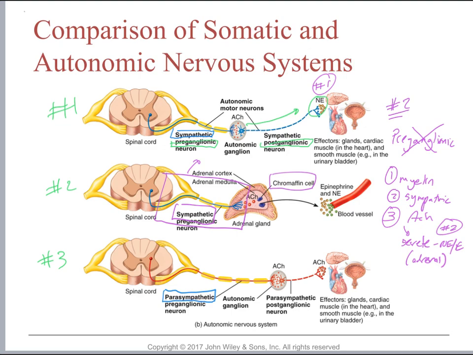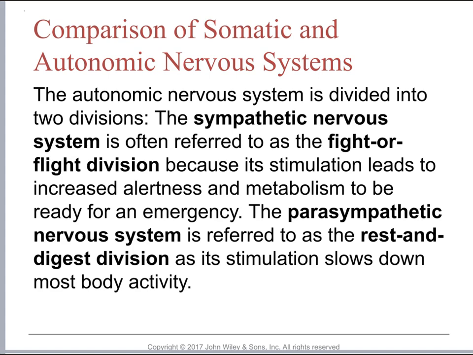response. So now that we covered some basic anatomy of the autonomic nervous system and its 2 divisions, let's put it to type. The autonomic nervous system is divided into, again, 2 divisions. The sympathetic division is our fight or flight response because it stimulates an increase in alertness and an increase in metabolism to be ready for frightening, harrowing, and emergency circumstances.